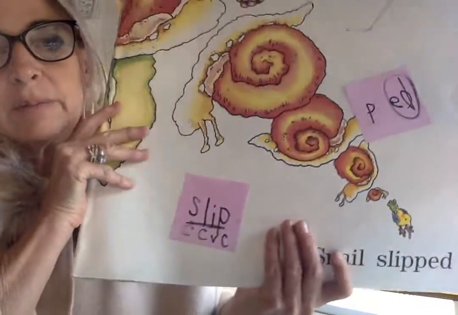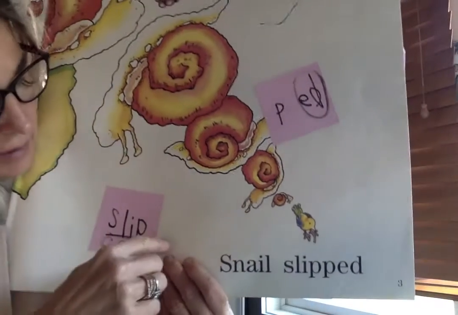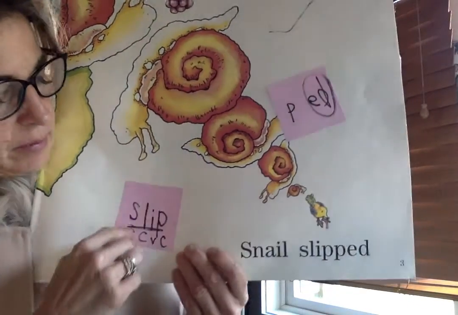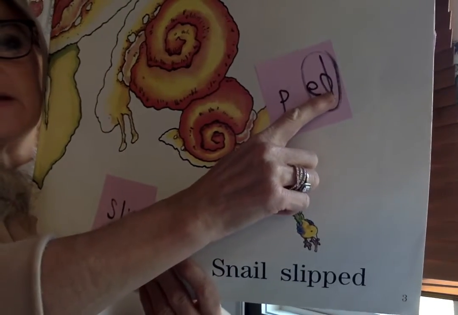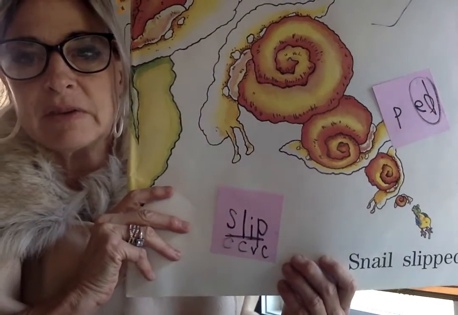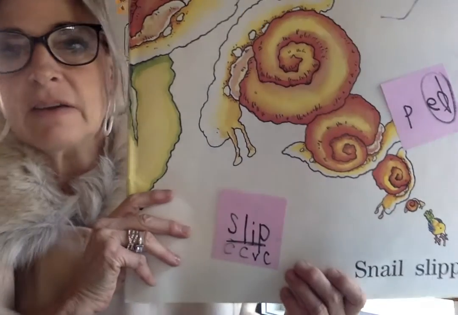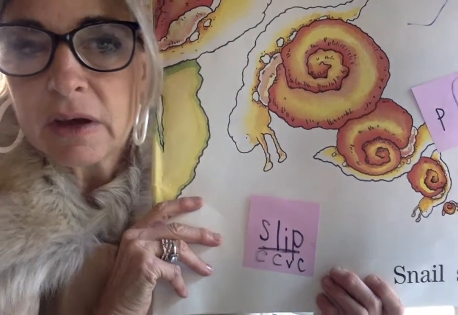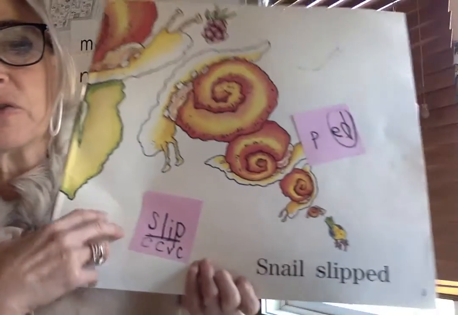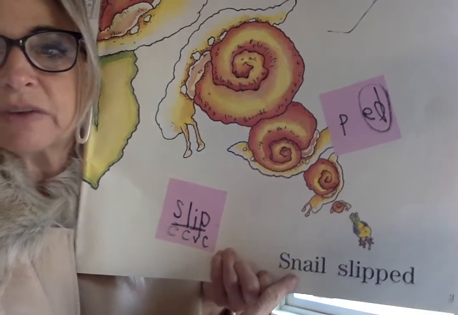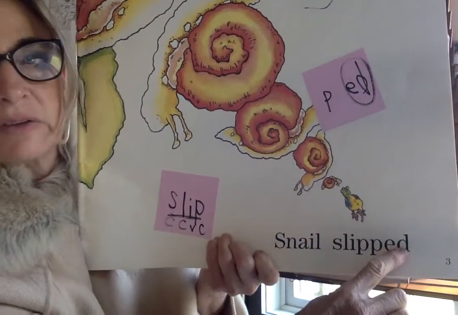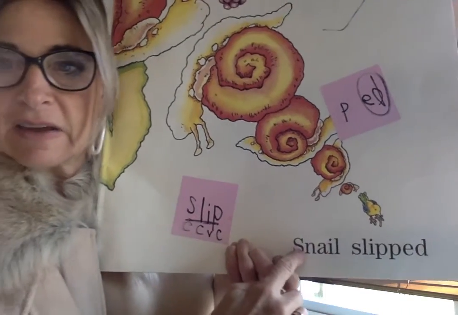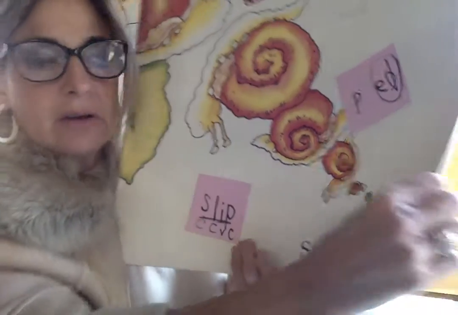So, Miss Mulligan has the word down here. The base word is slip. If I add an ED on the end, it's slipped. Do you hear that ending? Slipped. It sounds like a T at the end. So let's read it like we talk and make sure it sounds right. Snail slipped. You try it. Snail slipped. I should hear that T at the end. Very good.